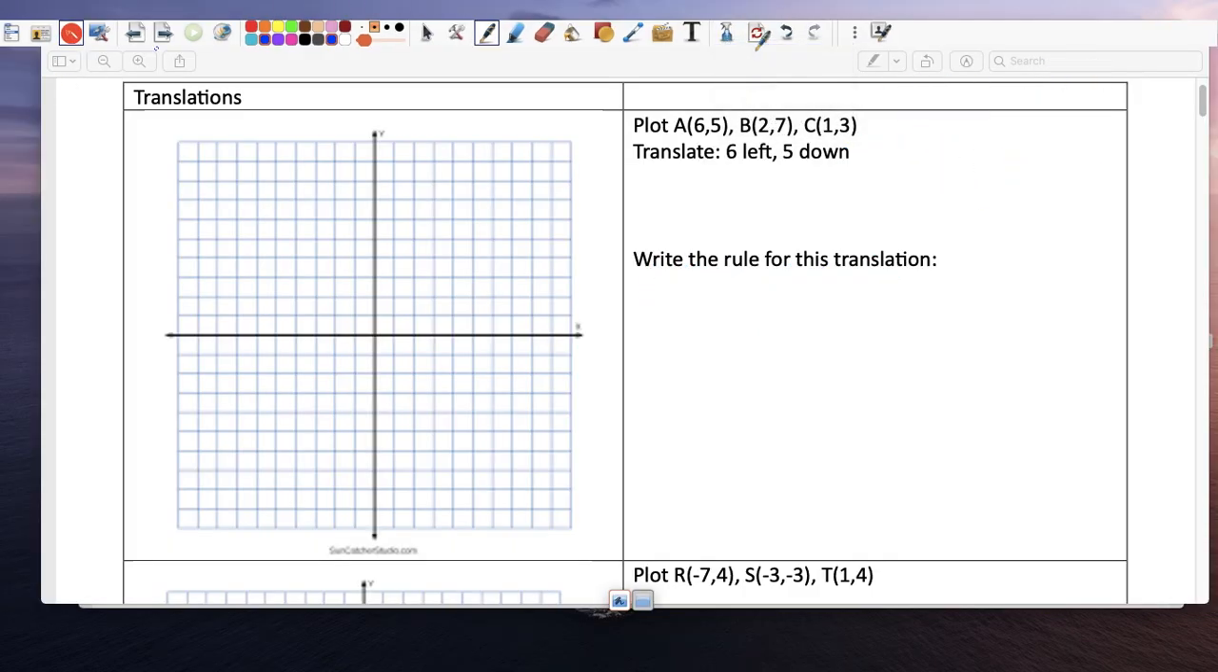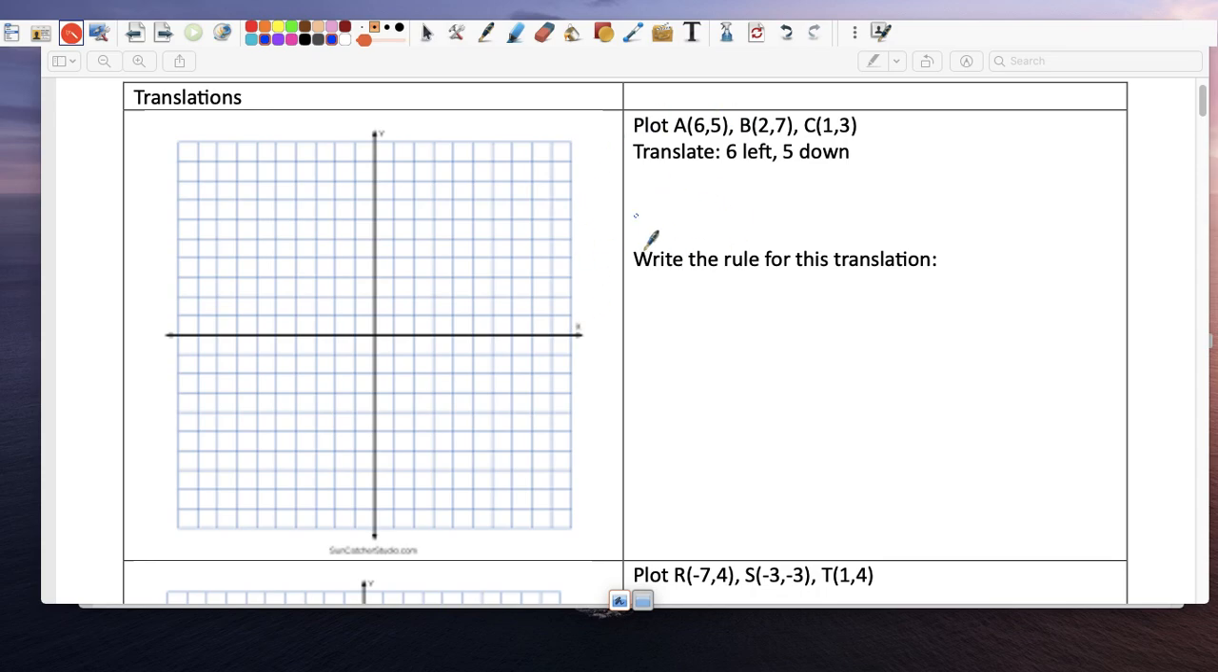So translation is a movement, right? Where you're moving your points or the point, the same units, the same amount, same distance to either left or right on the x-axis or up and down on the y.